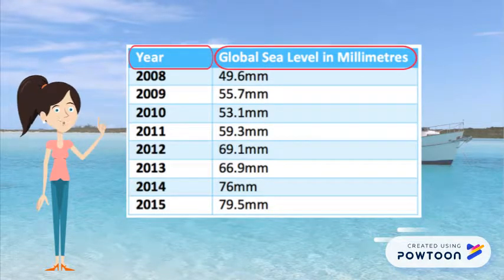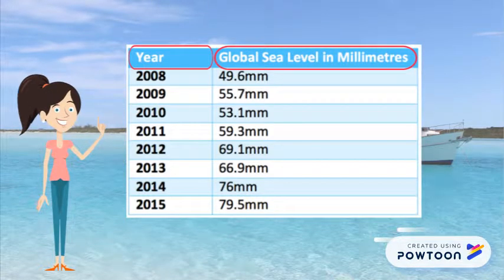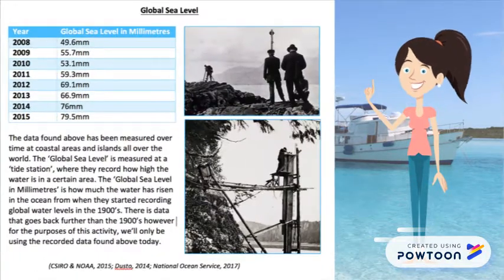What we're going to do now is use the data from this table to create a bar graph that gives us a better visual representation of the data. But before we do anything, we're going to read the information on our pieces of paper so that we have a better understanding of what this data is actually showing us. As a class, read the text on the page. Pause this video until you've finished.